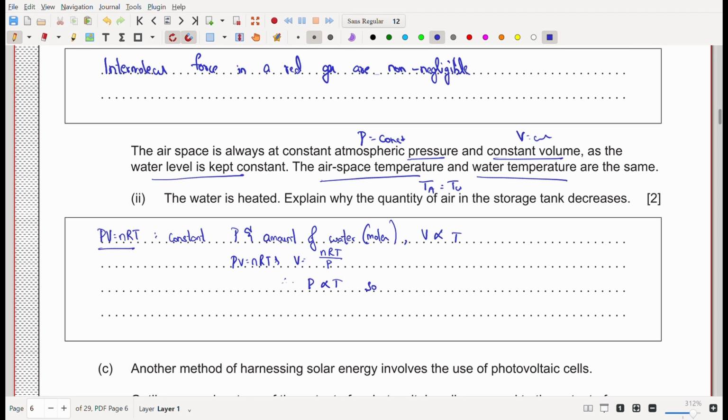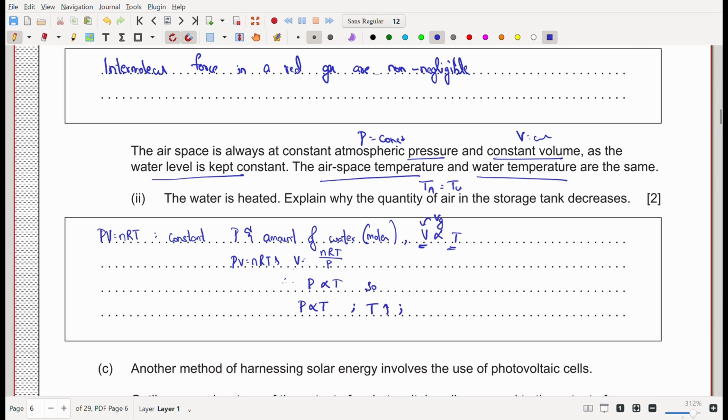So we are using the equation PV is equal to nRT. And we are given that the temperature is constant and the amount of water in moles is going to be constant at any particular temperature. But what is also constant is the volume, which is proportional to the temperature. But here's the thing, this is volume of the gas, not volume of the container. Remember that. So since we're considering the volume of the gas here, PV is equal to nRT and V is equal to nRT by P. So P is directly proportional to temperature.